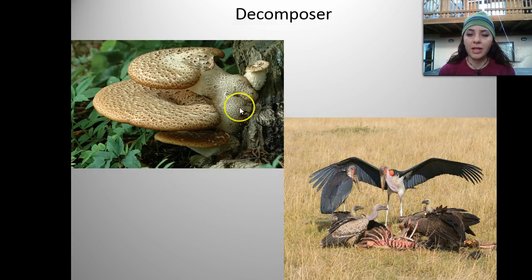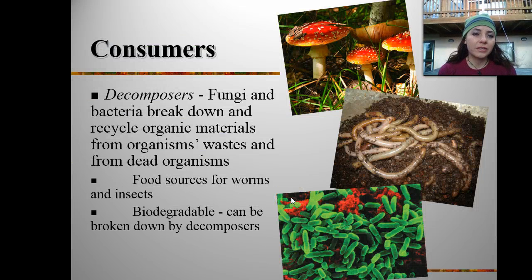We have a mushroom as well as a bacteria that will be breaking this animal down right here, and then these would be scavengers feeding off of them. So decomposers, again, fungi and bacteria, break down and recycle organic materials from organisms' waste and from dead organisms. They are food sources for worms and insects, and anything that's biodegradable can be broken down by decomposers, such as these mushrooms, worms, and bacteria.